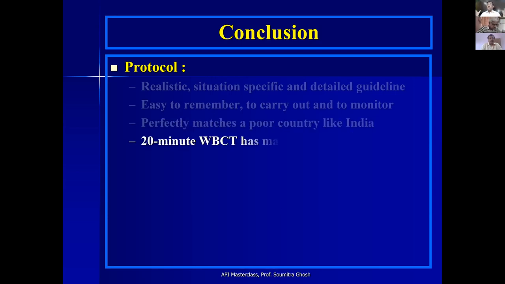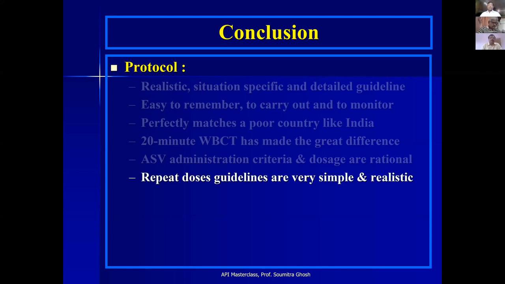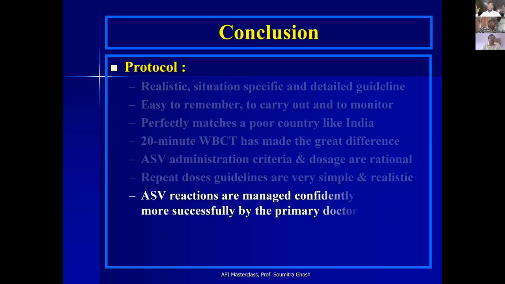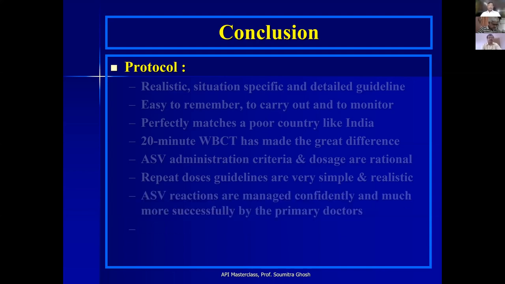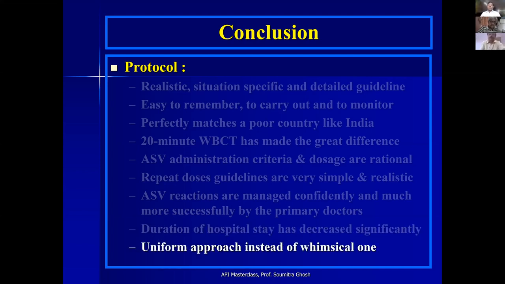There are no big things like this in whatever the Western textbook tells us. 20-minute WBCT has made a great difference. ASV administration criteria and doses are rational, simple to remember, and repeat dose guidelines are very simple and realistic. And we should not waste these ASVs by giving 100 vials to a patient. ASV reactions are managed confidently, much more successfully by the primary doctors, because they can be managed by the sisters even. And duration of the hospital stay has decreased significantly. This is very important: a uniform approach instead of a whimsical one.